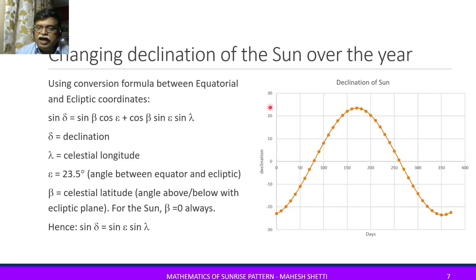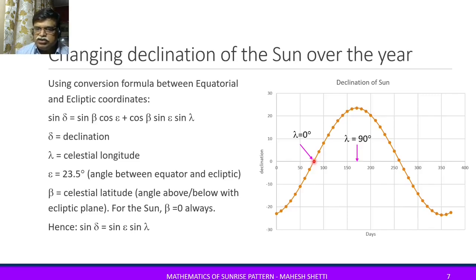The vertical axis here is the declination axis, the horizontal axis is the days, and starting from the 1st January we are counting these days. So, you can see here around 21st of March we get lambda equal to 0 degree, and at that lambda equal to 0, we also have declination equal to 0 here.